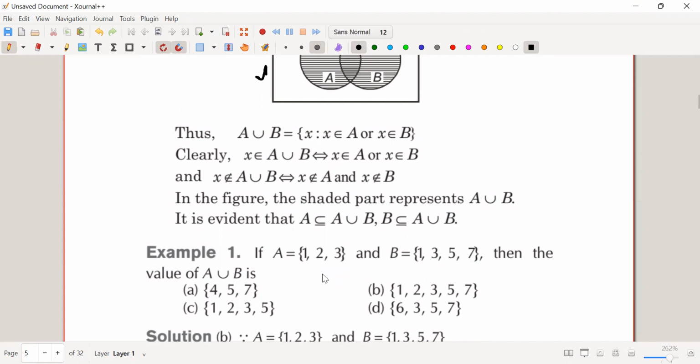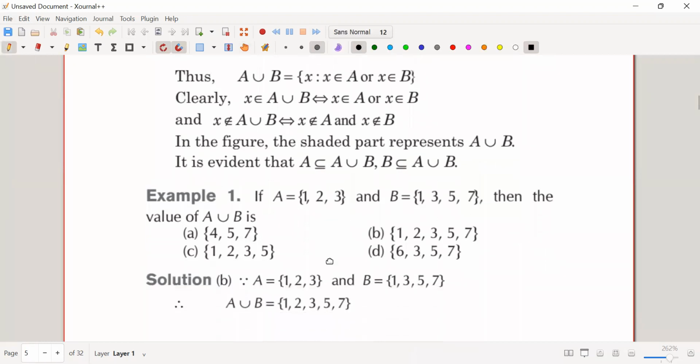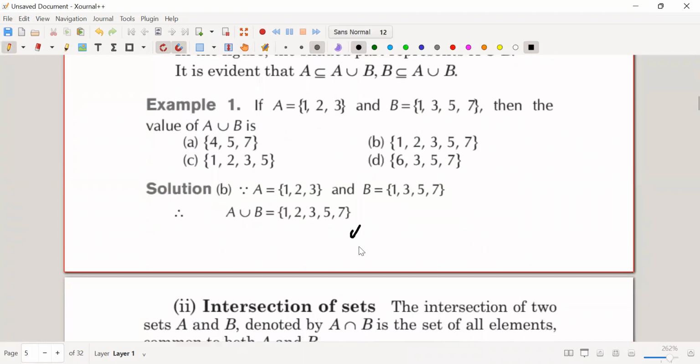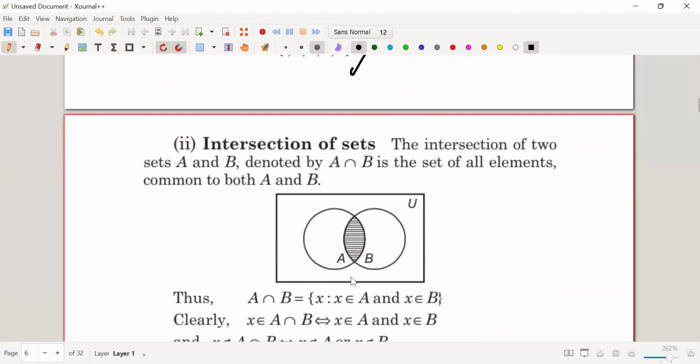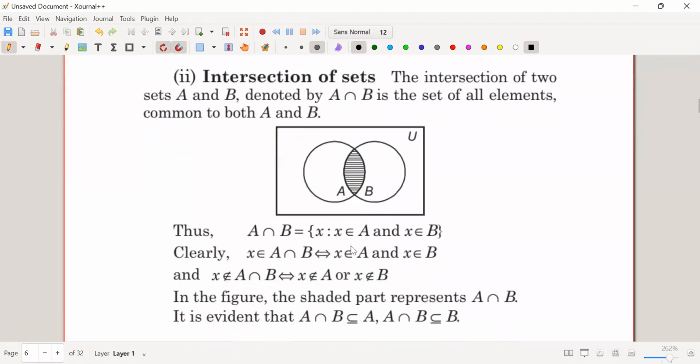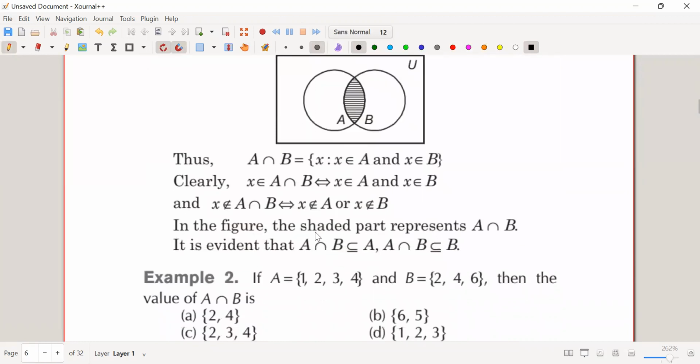Number of elements in the power set of A union B: 2 power 5, right? 2 power 5. So, A union B, then intersection of sets. All right, intersection of sets, you already know about it.